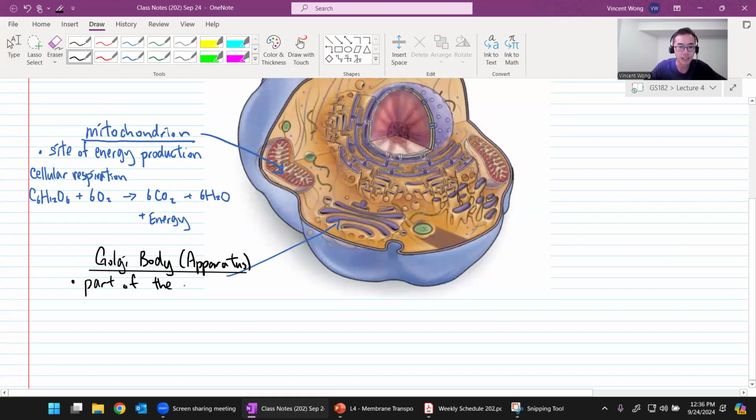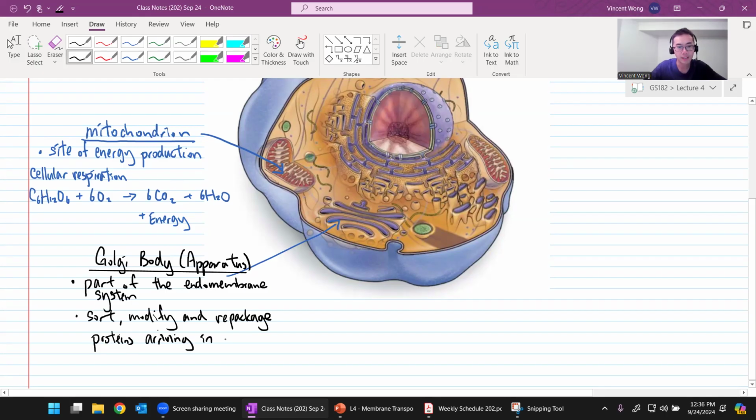The Golgi body is part of the endomembrane system, and its job is to help sort, modify, and repackage proteins arriving in vesicles. Okay, so that's the Golgi body.